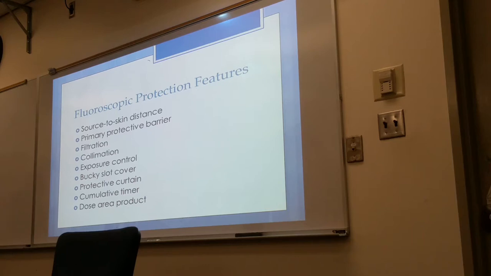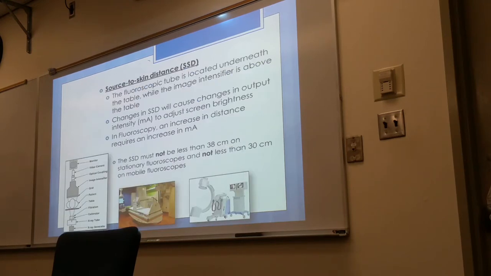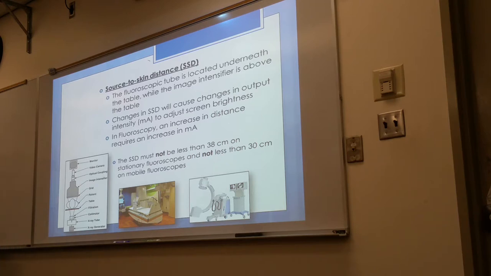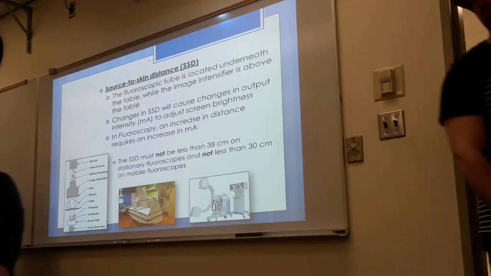For fluoroscopic protection features. So that was X-ray. Now we're going to talk about fluoroscopic protection features. First of all, are we familiar with the X-ray tube location in a fluoroscopic unit? It's going to be underneath the cradle or underneath the table. So you have your X-ray tube here, and it comes up this way, and then this is your image intensifier, which is above.